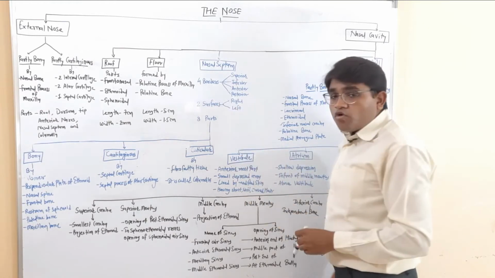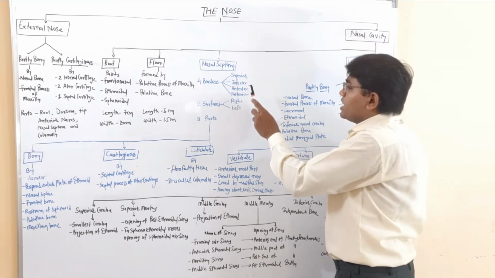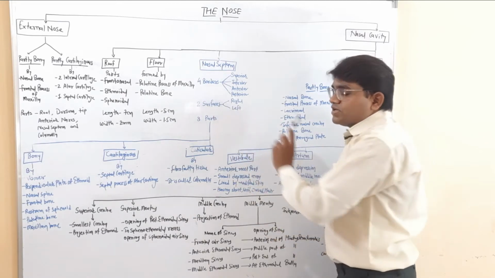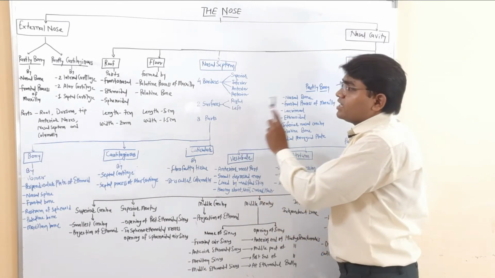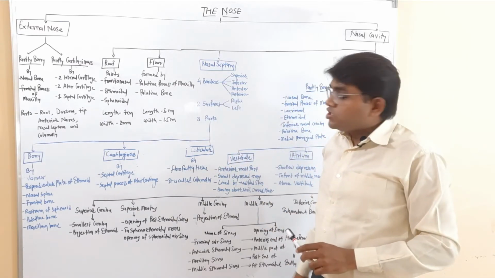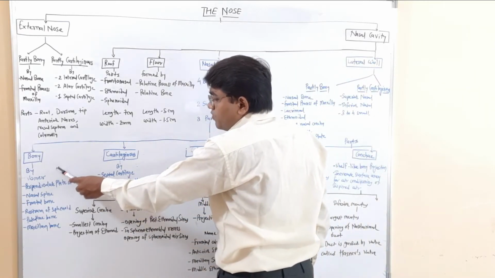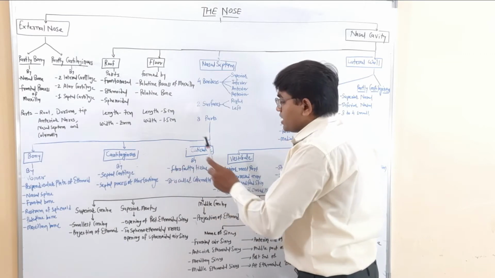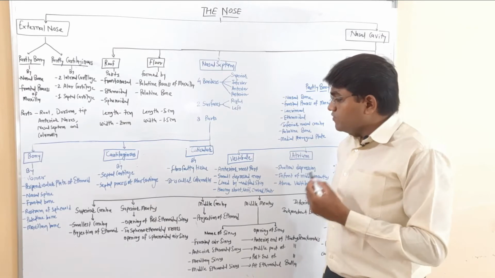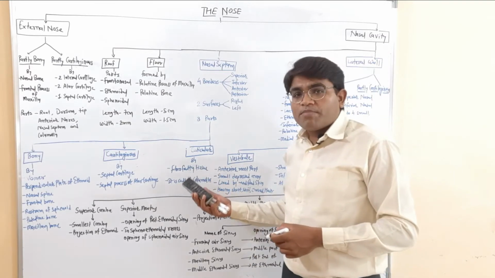It has 4 borders: superior border, inferior border, anterior border and posterior border, and 2 surfaces are present, the right and the left surface. And the parts of the nasal septum: it has 3 parts. It is a bony part formed by bone, then the cartilaginous part, and the anterior most cuticular part, meaning the part which is formed by soft tissue and lined by the skin. This is the cuticular part.